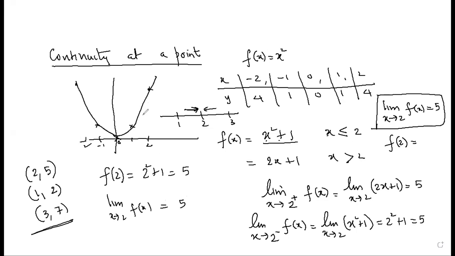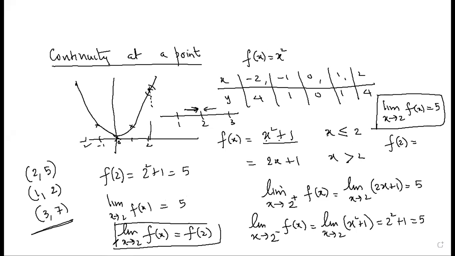That means in the neighborhood of 2, the y coordinates are same. Therefore, the function is continuous at x equal to 2. So limit as x tends to 2 of f of x and f of 2 both are equal. Therefore, the function is continuous at x equal to 2. Is it clear to everybody? Yes, sir.